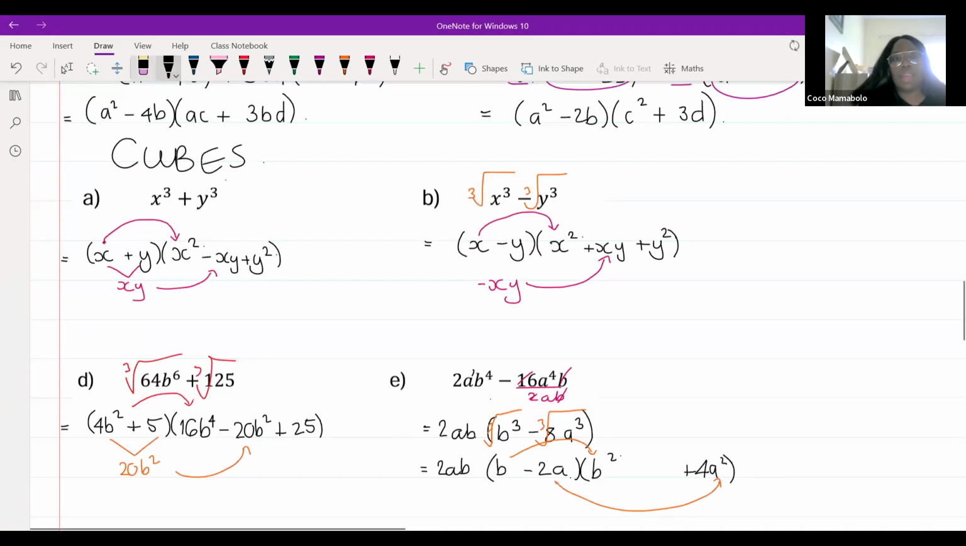There we go. And then I'm going to put these two together, the last two. I'm going to have B times negative 2A would give me negative 2AB. And when I put it in my bracket over here, I'm going to put it as plus 2AB. All right. Are we all good, grade 10s?